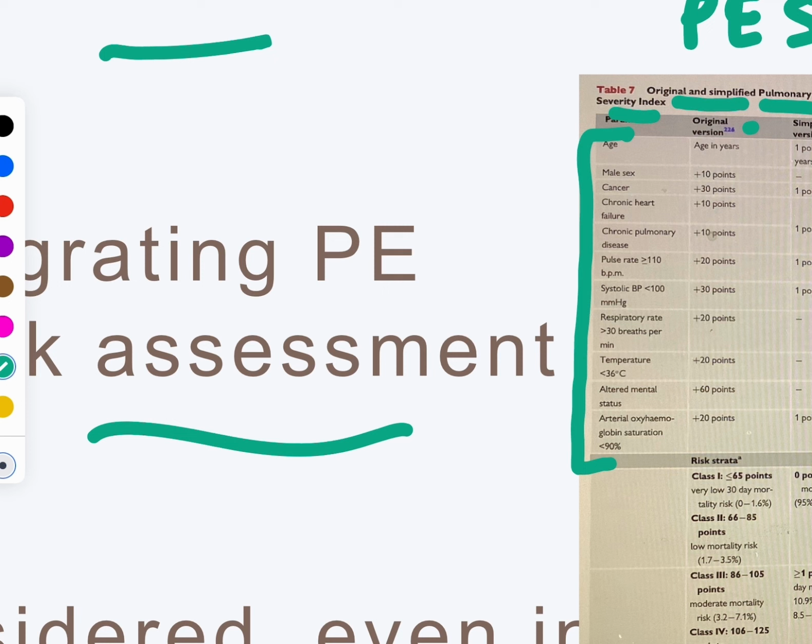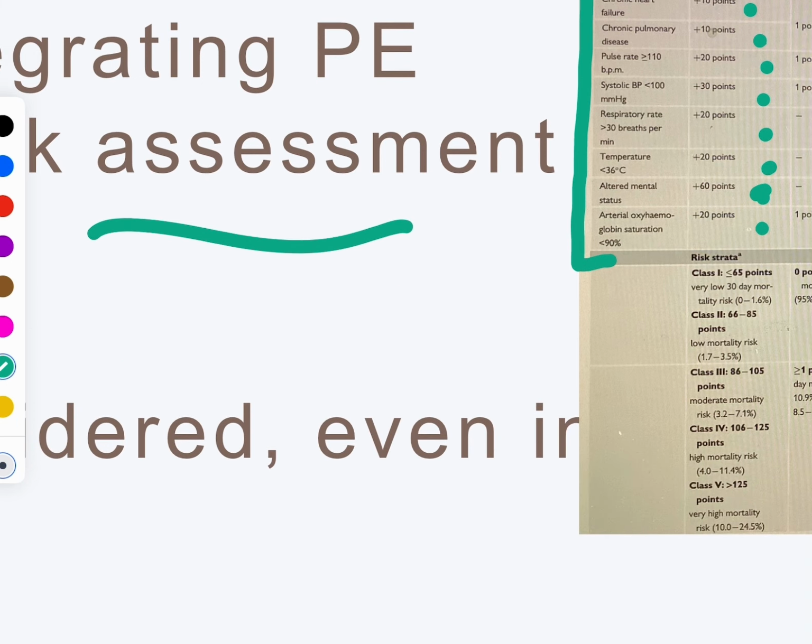The original score includes various factors, and their point values are also different. The maximum points are for altered mental status, which is 60 points, and age in years is included as points. Male sex is 10 points, cancer 30 points, chronic heart failure 10 points, chronic pulmonary disease 10 points, pulse rate of more than 110 is 20 points, systolic blood pressure of less than 100 is 30 points, respiratory rate of more than 30 breaths per minute is 20 points, temperature less than 36 is 20 points, altered mental status 60 points, and SaO2 of less than 90 is 20 points.